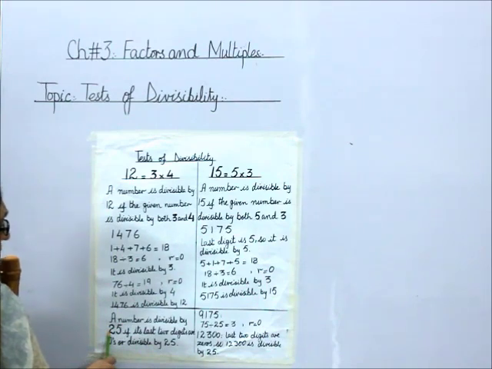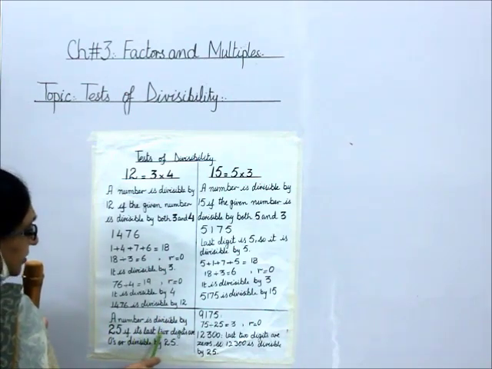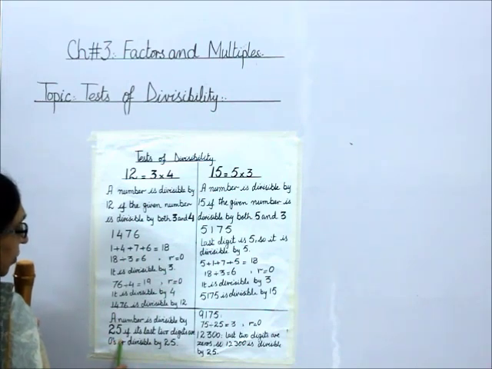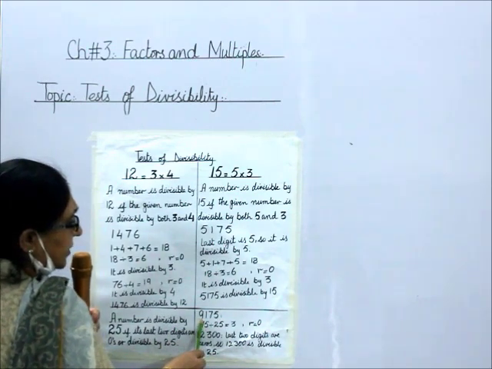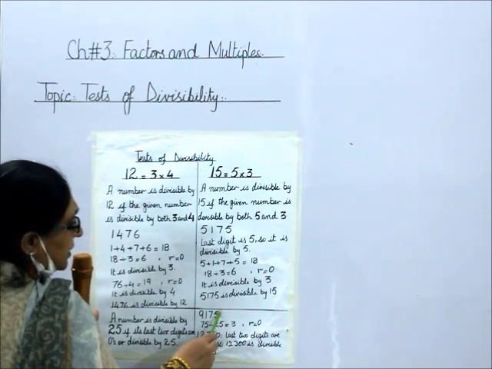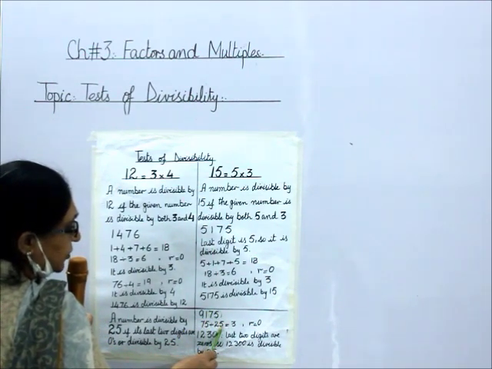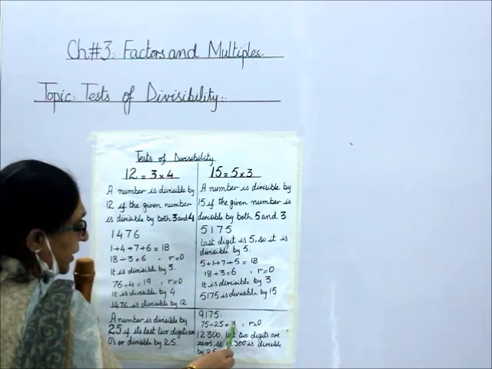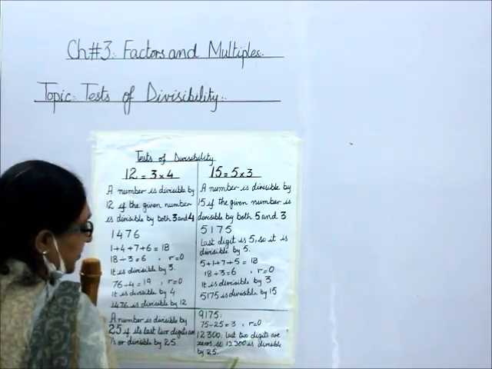The last rule is for number 25, and the rule says a number is divisible by 25 if its last two digits are zeros or the number formed by the last two digits or by the ones and 10 places is divisible by 25. Look at this number, 9175. The number formed by the last two digits is 75. 75 divided by 25 is equals to 3 and the remainder is 0. So this number is divisible by 25.